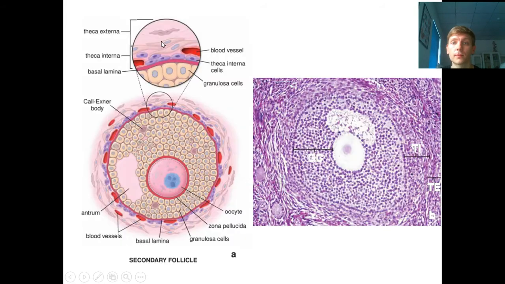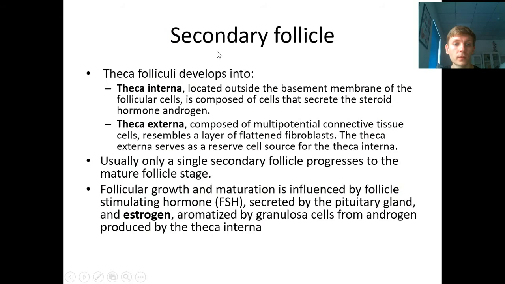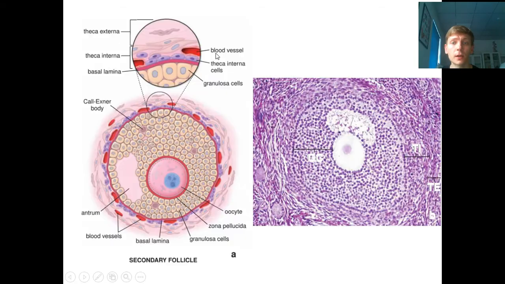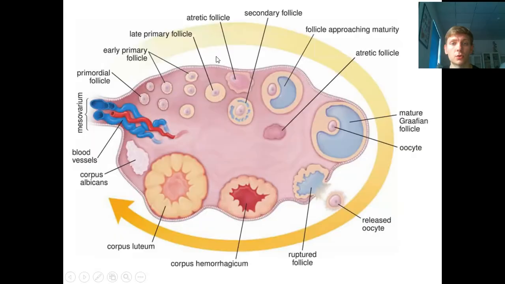Then, okay, mature Graafian follicle. Somewhere you can hear this is a tertiary follicle, somewhere a quaternary follicle. So classification is unclear because it's different in different books. I recommend this classification. So now I'll show you again.